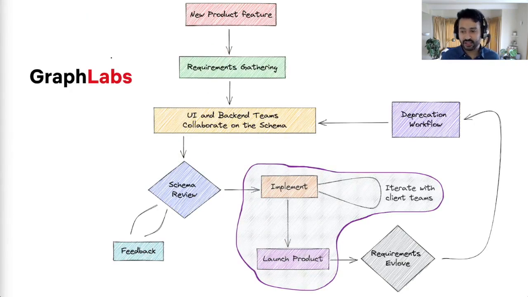Now that the schema is designed, we go into the implementation phase. But then we might discover blockers and change our plans. To help with that, we created a tool called GraphLabs, to facilitate rapid prototyping and feedback loop between the client and the server.